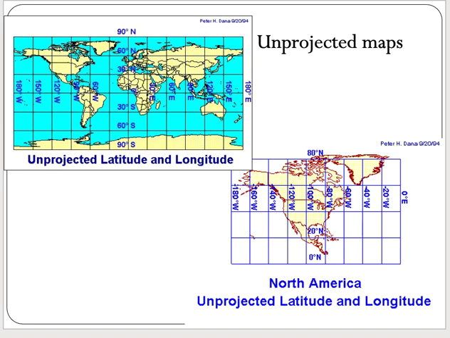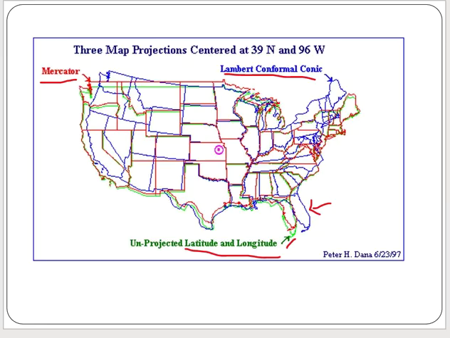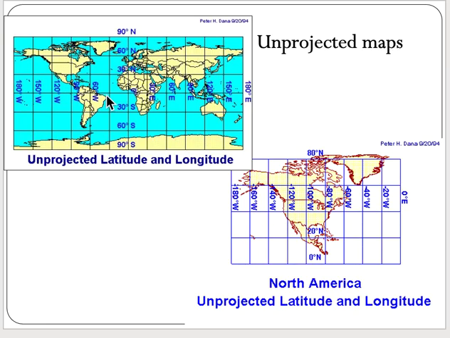So again, these are examples of unprojected maps, also showing us the geographic coordinate system. So here we have our latitude and longitude in degrees. And here we have zoomed in for North America and the latitude and longitude coordinates. So our geographic coordinate system. For your lab assignment for this week, you will be answering questions based on the difference between geographic coordinate systems and projected coordinate systems.